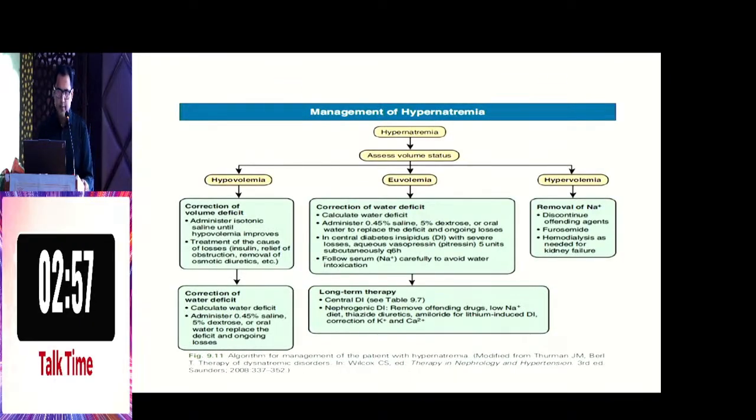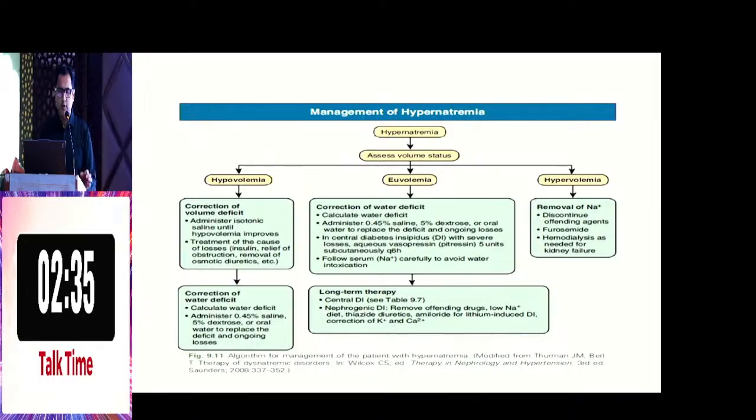Now, the management. If the patient has hypovolemic hypernatremia, we have to correct the volume deficit first. So in such cases, we administer isotonic saline until the hypovolemia improves. And as soon as you correct the volume deficit, then you have to correct the water deficit by administering half normal saline, dextrose 5%, or plain water.